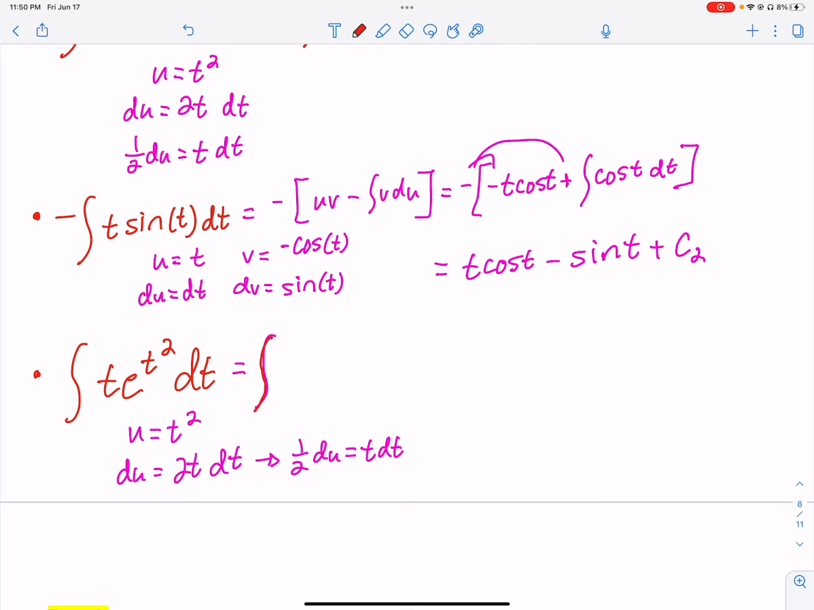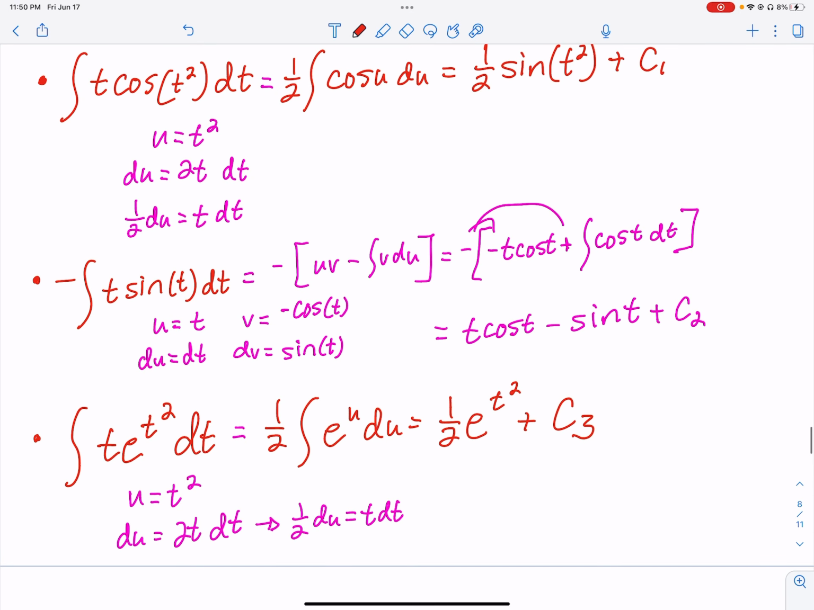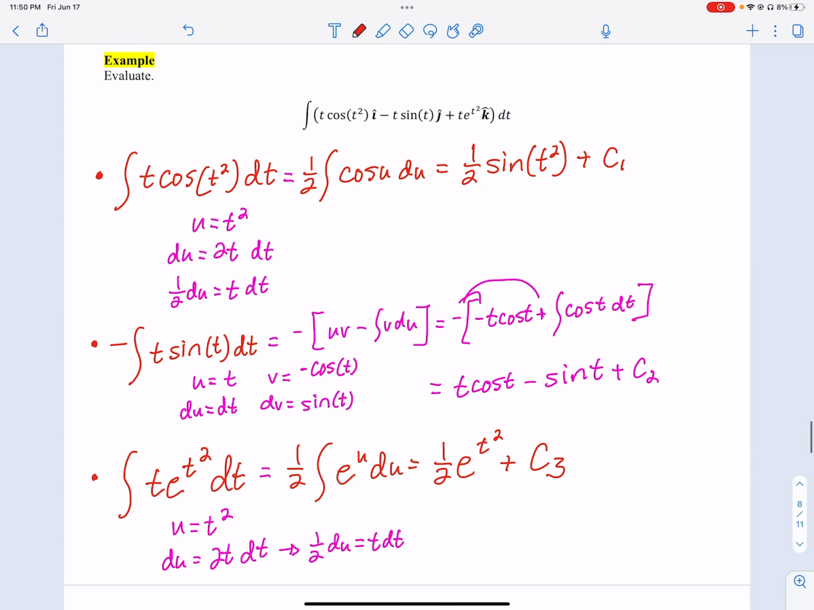So that will make this a 1/2. Let's put that out front. Integral t dt gone, becomes 1/2 du. E to the u now, du. We get 1/2 e to the u as the answer, but I'm going to go ahead and replace u with t squared plus c3. And that's that component. So the answer to this thing here, I'm going to go ahead and shrink this so I have more room.